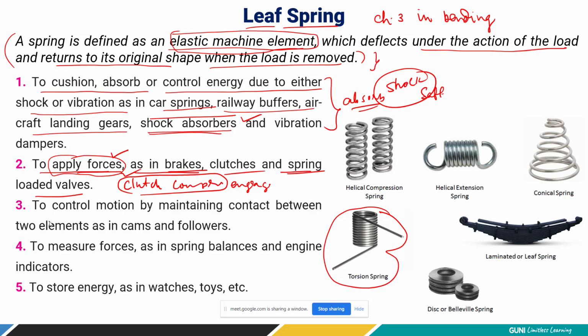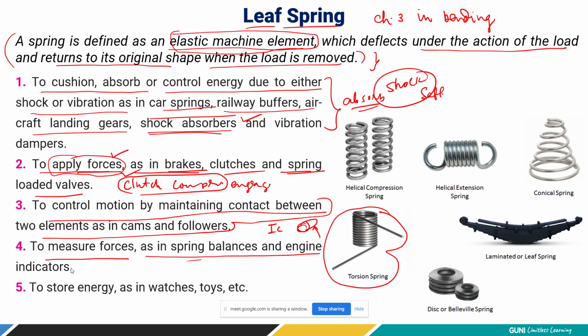Third application is to control the motion by maintaining contact between two elements in cam and follower, right? Again, if you look at the IC engine where there is a cam and follower, so it rotates, that you have studied in theory of machines, right? But to keep the two surfaces in contact, you need to apply force, and that is beautifully possible by using the spring. It is also used to measure the force, as in spring balance and engine indicator. If you have studied mechanical engineering subjects, you have seen that when you are interested to find the forces, the spring is used as a balancing element, right?